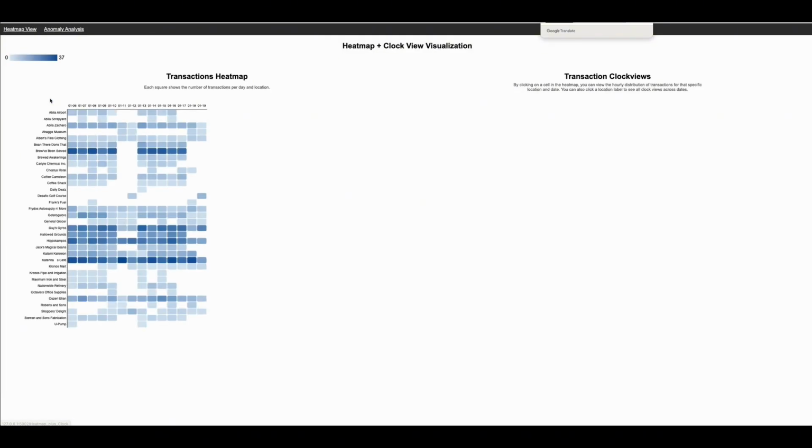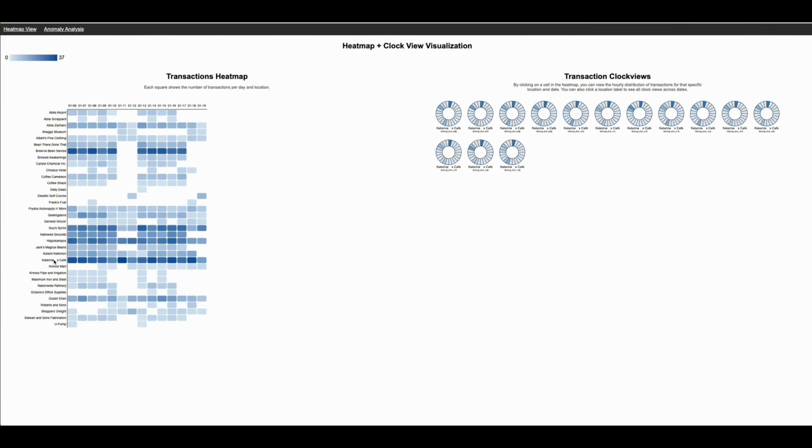I will first walk through our transaction toys. This toy enables users to explore credit and loyalty card activity. The heat map shows that these four locations are among the most frequently visited based on the total transaction counts. For example, clicking on the heat map cells for Caterina's Cafe shows transaction peaks around 1 p.m. and 8 p.m., typically lunch and dinner hours.